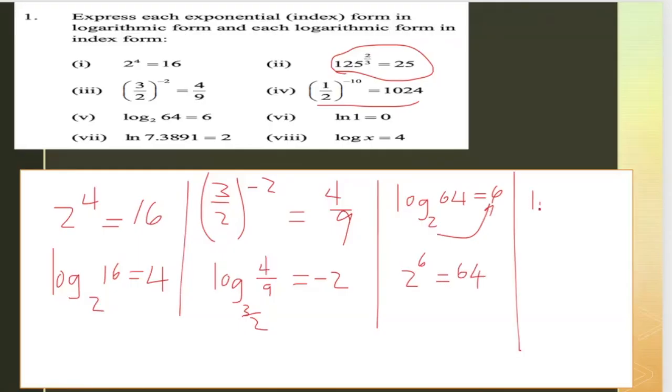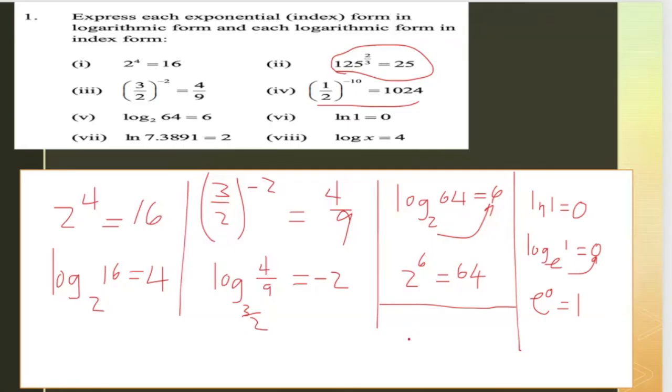Let's look at ln 1 equals 0. Something we need to know is that ln is the same thing as log base e. So this is saying log base e of 1 equals 0, and then writing it in exponential form, this is e to the 0 equals 1.